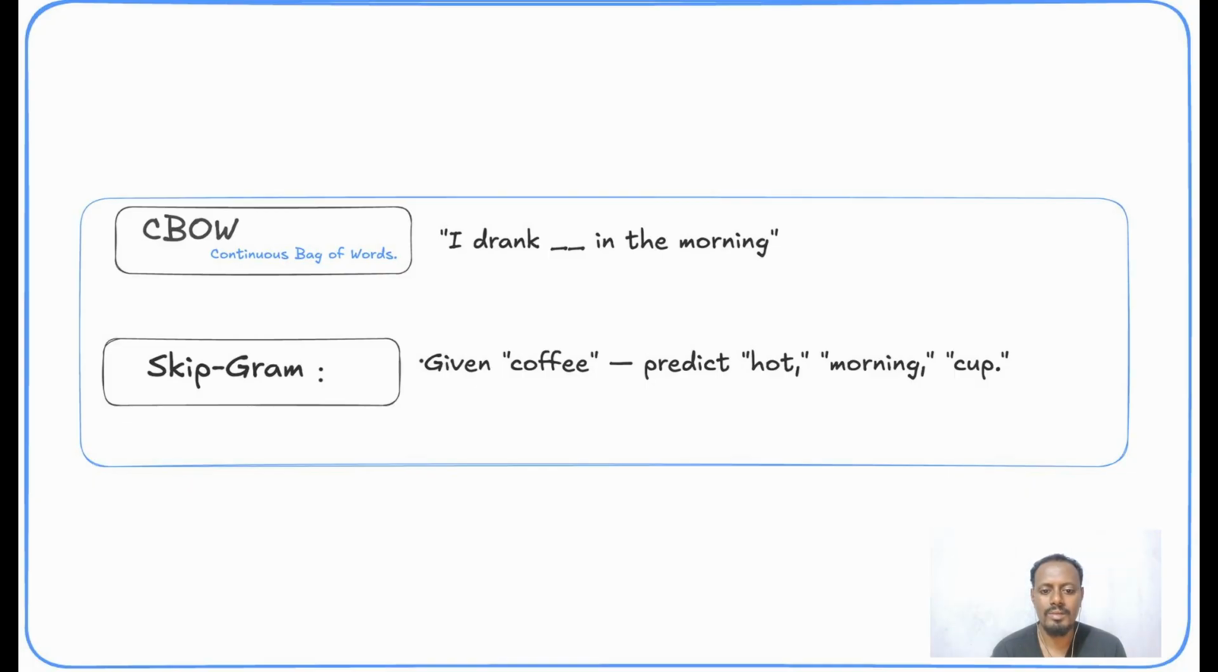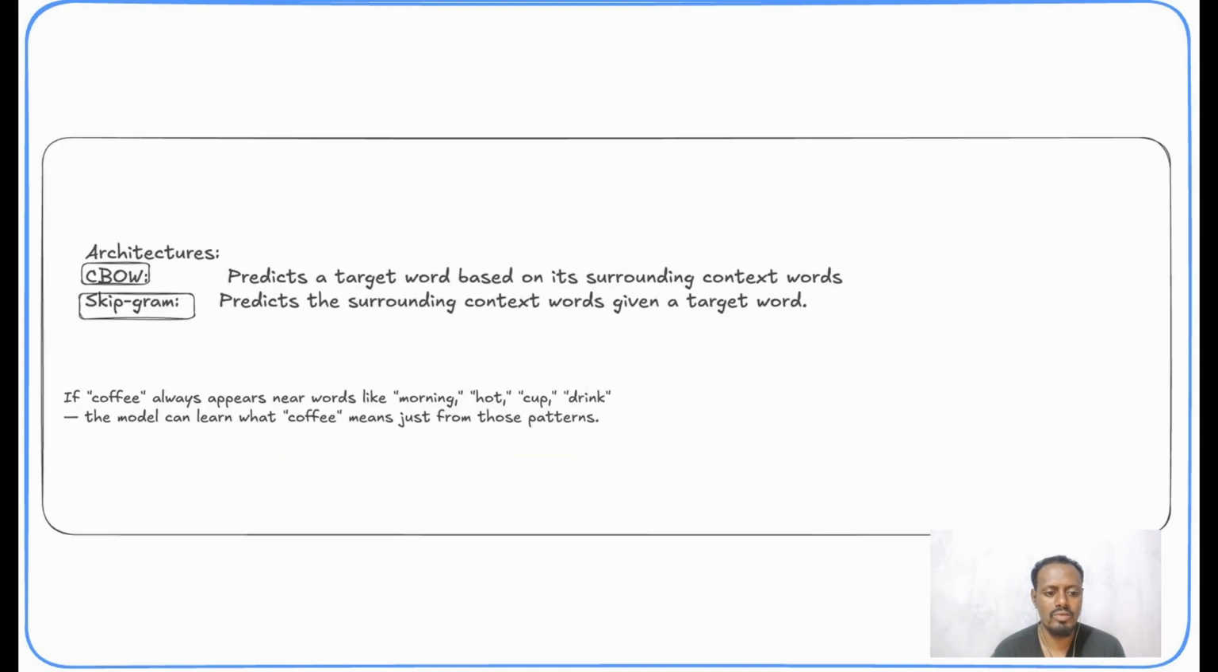The second is skip-gram. That's the reverse. Given a center word, it predicts the surrounding context. Given coffee, predict hot, morning, cup. Both approaches train the model to get good at this prediction. As a side effect, the internal numbers the model uses to represent each word start to encode meaning.